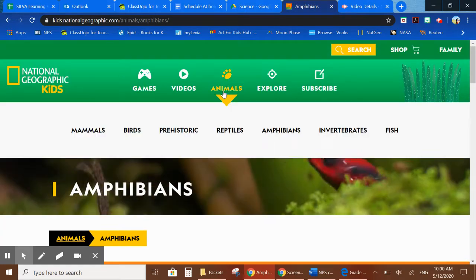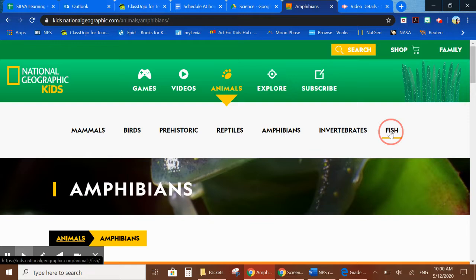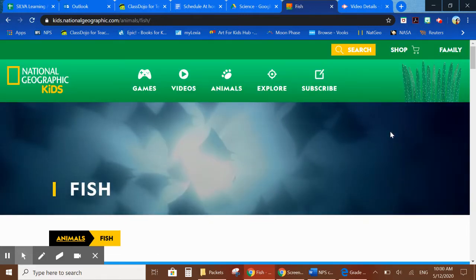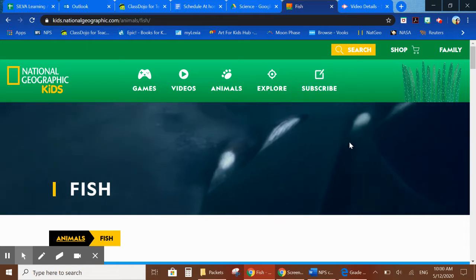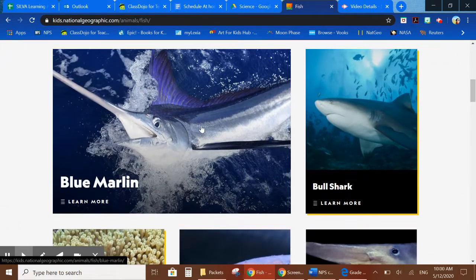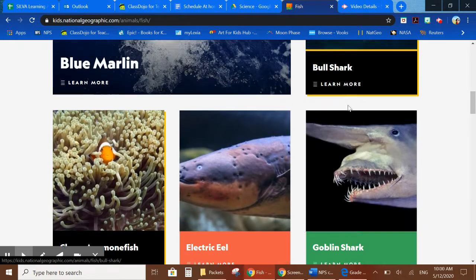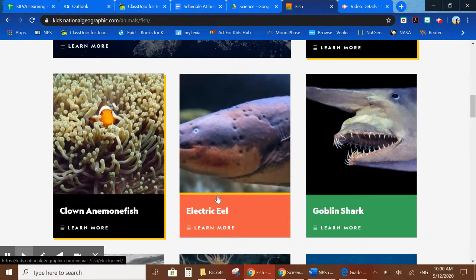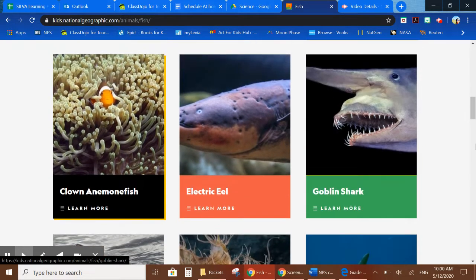So again, we can come here, we can look at fish, and we can see all the different types of fish out there. And we can learn a little bit more about each one. Ooh, a blue marlin, a bull shark. Oh, look, it's Nemo, the clownfish, or anemone fish. I can't say that right. Anemone. Electric eel. Ooh, he is scary.